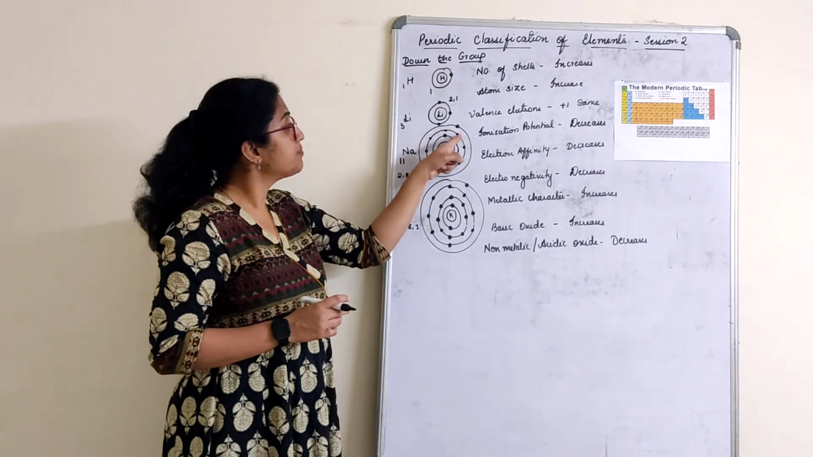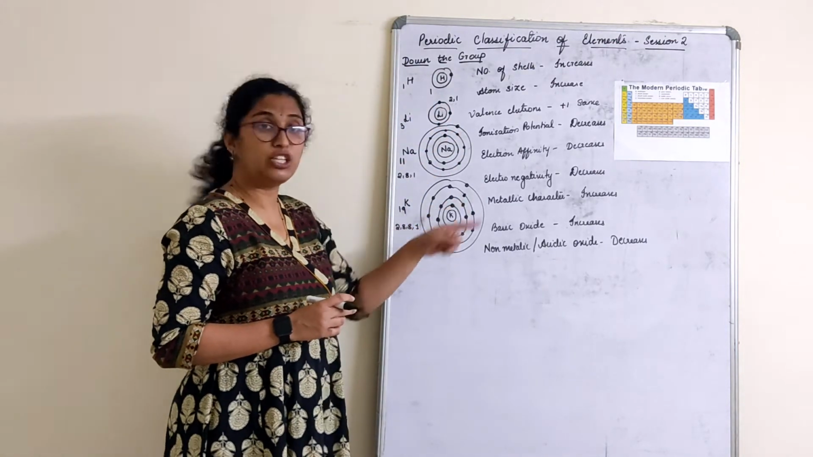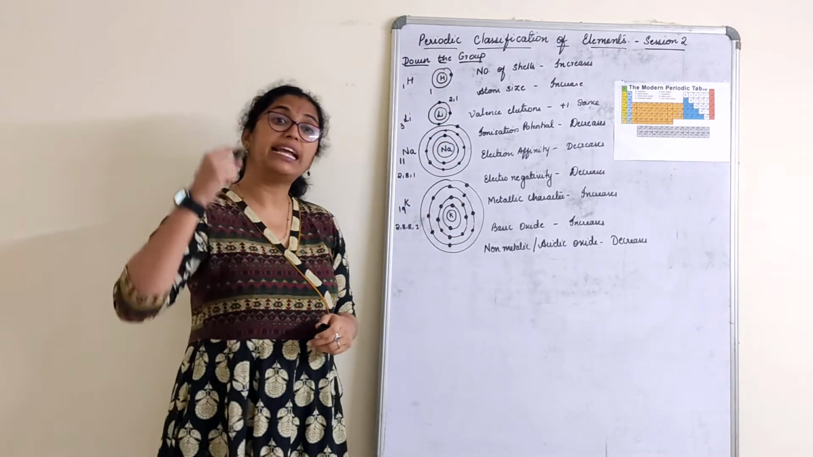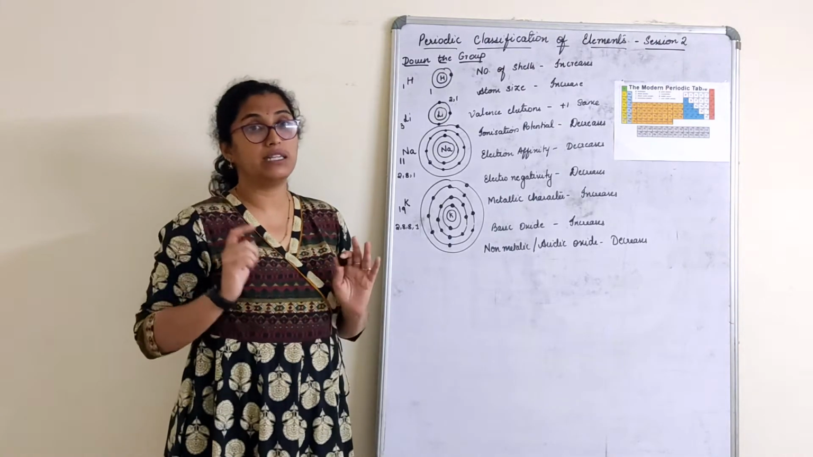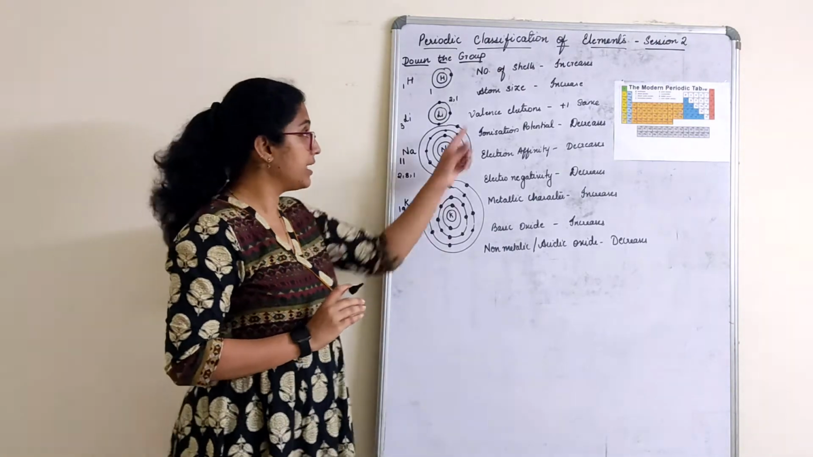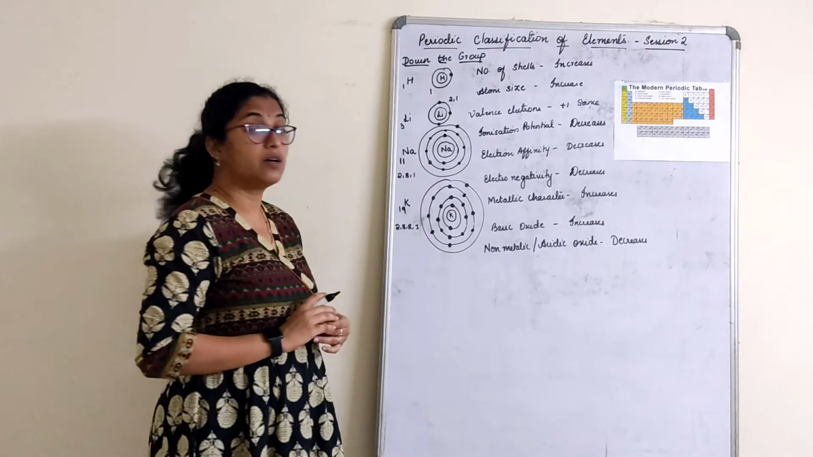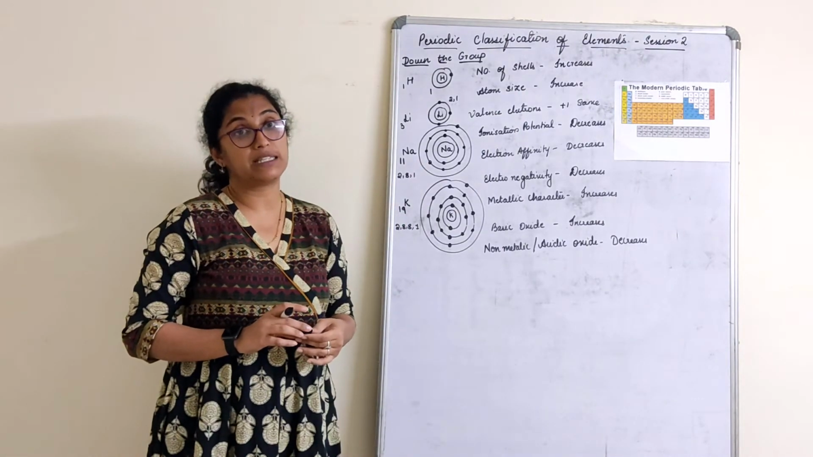One shell, 2 shells, 3 shells. The number of shells increases as you go down the group, right? Okay. What is atomic size? What will happen to the atomic size?